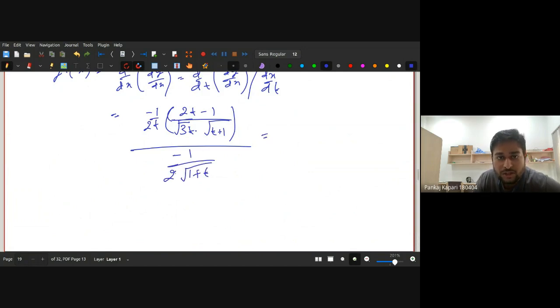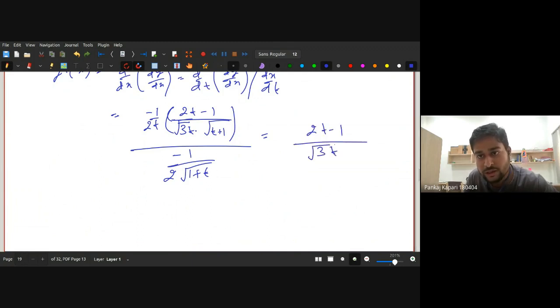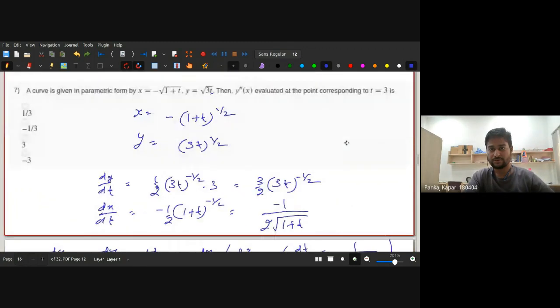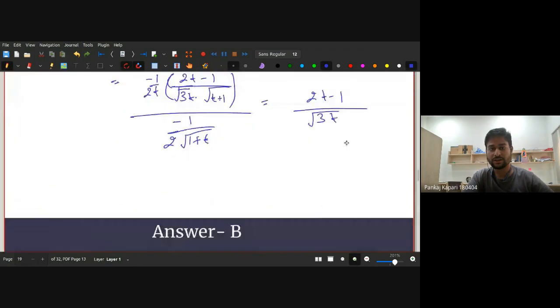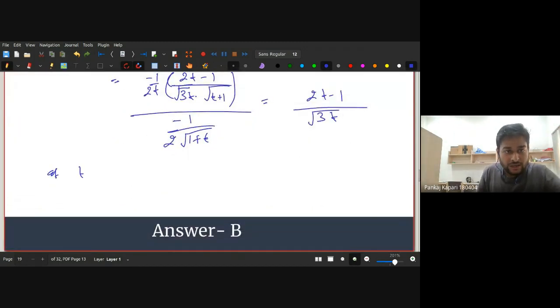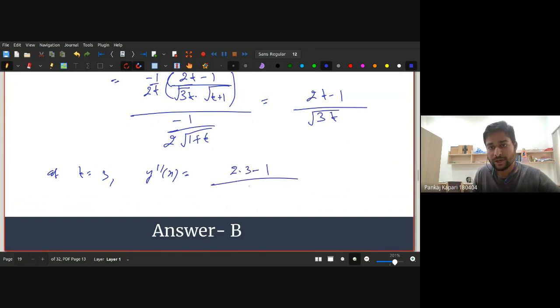Okay, so this 2 and 2 just cancel out. Minus 1 also cancels. Then under root 1 plus t will also cancel out with each other. And at the end, we are left with 2t minus 1 divided by under root 3t. Now you can see that we have to evaluate y double prime x at t equal to 3. So at t equal to 3, y double prime of x is equal to 2 into 3 minus 1 divided by under root 9, which is just 3, which is 5 by 3.